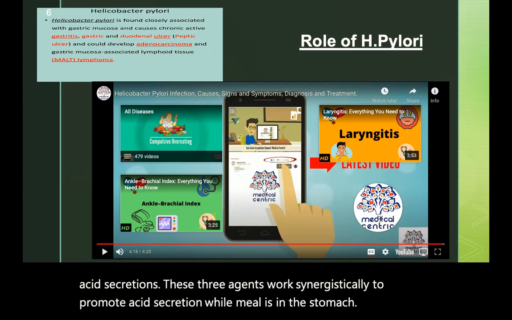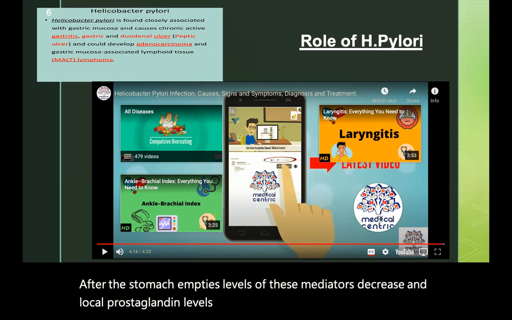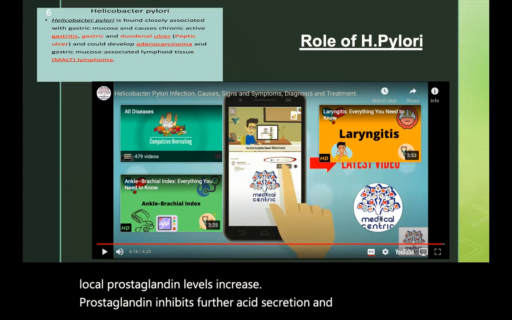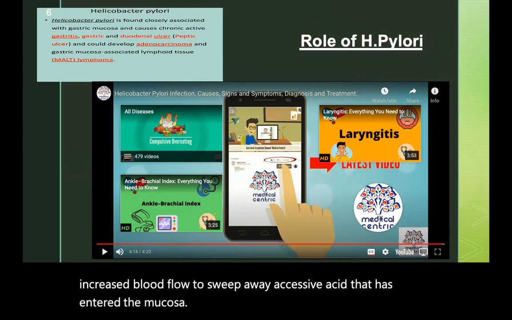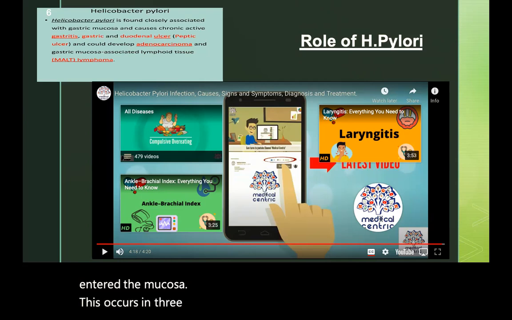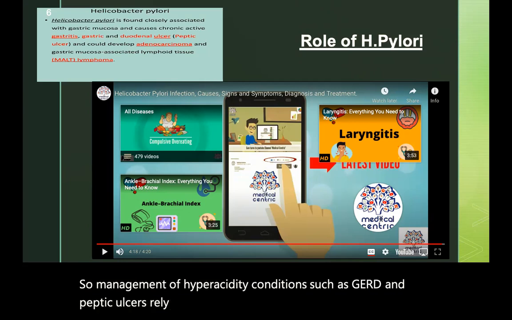After the stomach empties, levels of these mediators decrease and local prostaglandin levels increase. Prostaglandin inhibits further acid secretion and promotes increased blood flow to sweep away excessive acid that has entered the mucosa. This occurs in 3 phases. So management of hyperacidity conditions such as GERD and peptic ulcers rely on proton pump inhibitors and histamine H2 inhibitors.